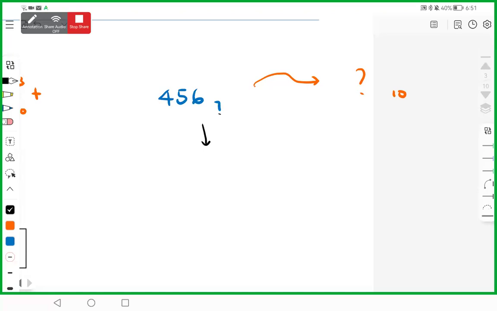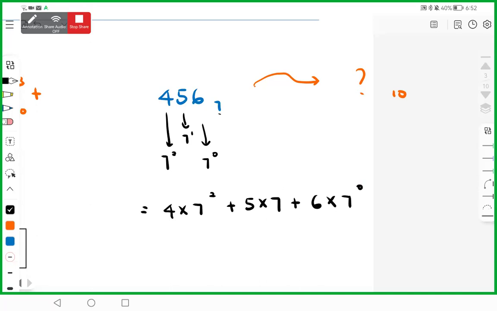So start from the back. 7 power to 0, 7 power to 1, 7 power to 2. So write in equation form, 4 times 7 power to 2 plus 5 times 7 plus 6 times 7 power to 0. So again, we total up, then we get the answer.